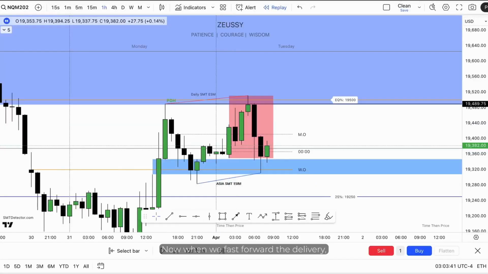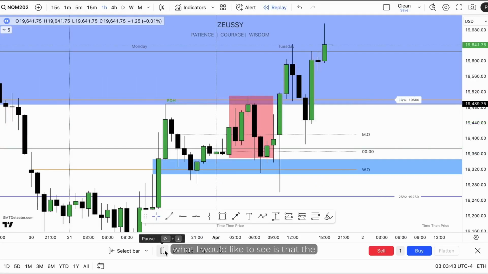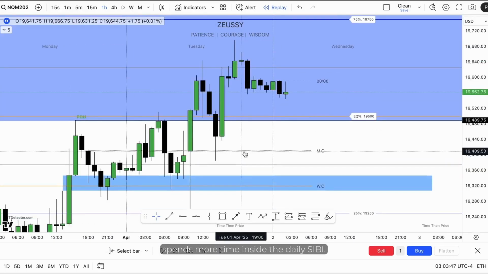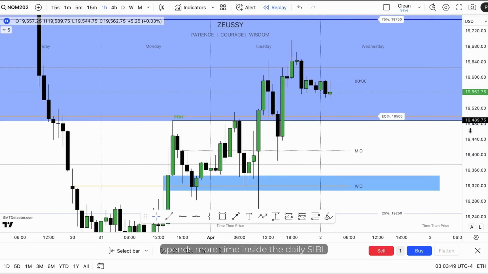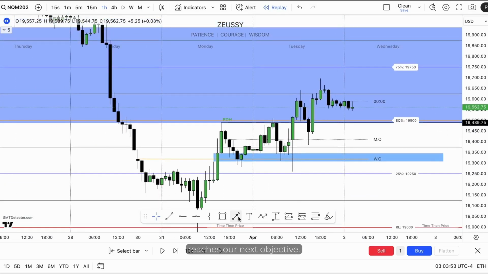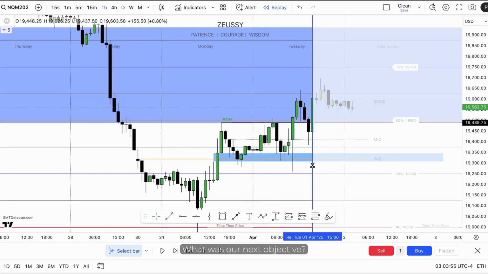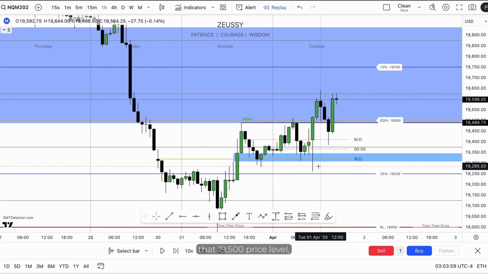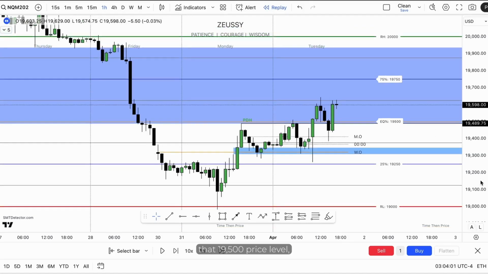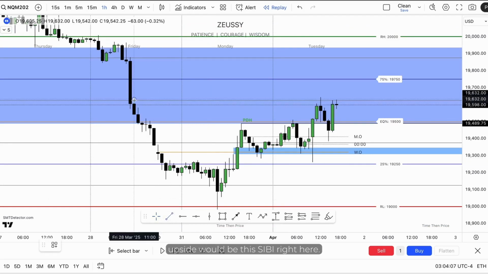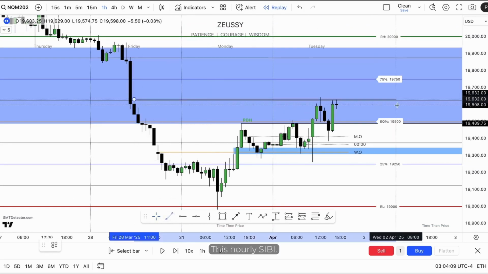Now, when we fast forward the delivery, what I would like to see is that the market eventually reprices higher and spends more time inside the daily CB. What does the market reach? Well, the market reaches our next objective. What was our next objective? Well, I outlined on this day that after that 90,500 price level, the next objective which I had for Nasdaq on the upside would be this CB right here, this hourly CB.